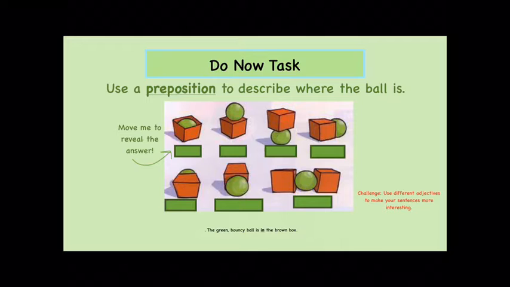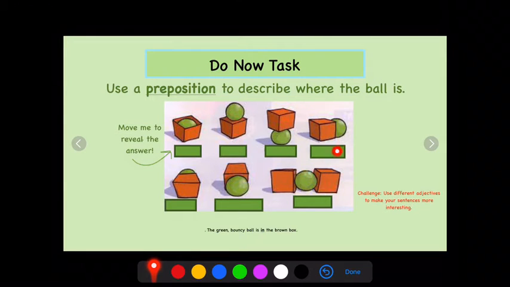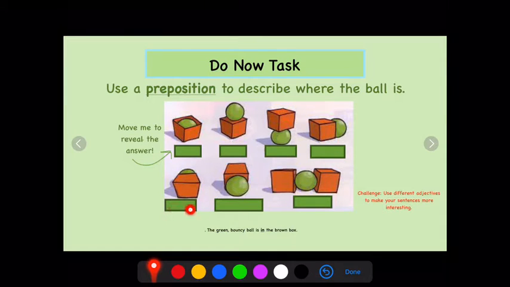I want to see if you can decide what word is the correct word used to describe the green ball. So which preposition would you use for the first one? The next, and this one here. What about this one? And this one here, and this one.